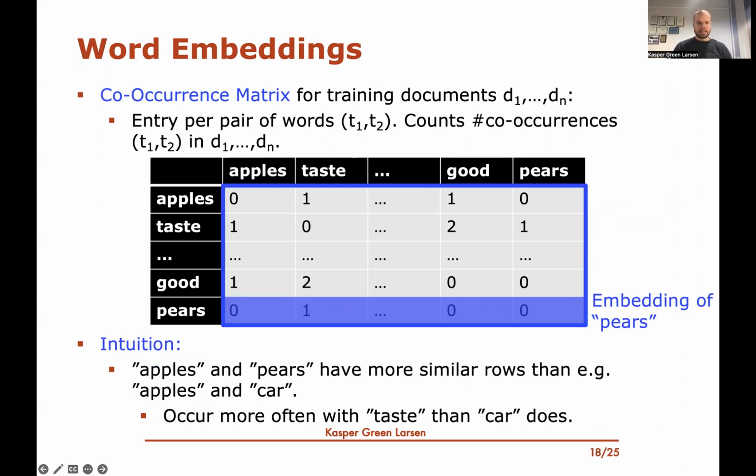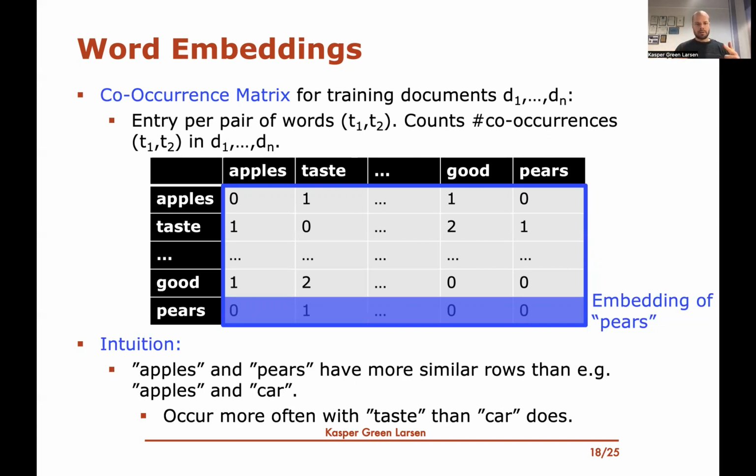But the intuition is that the basic idea with this co-occurrence matrix is that apples and pears will have similar rows, or at least more similar rows than, for instance, apples and cars, basically because apples and pears occur, for instance, more often together with words such as taste than a car does, right? Or eat, perhaps. Both apples and pears occur more often together with the word eat than car does.